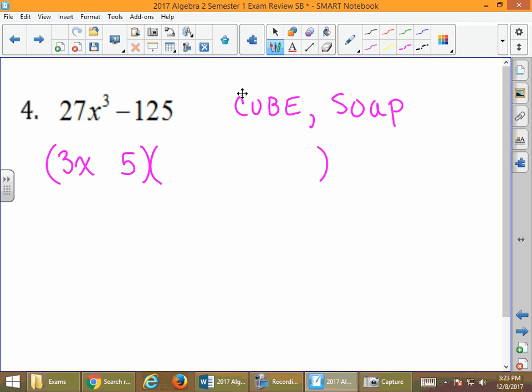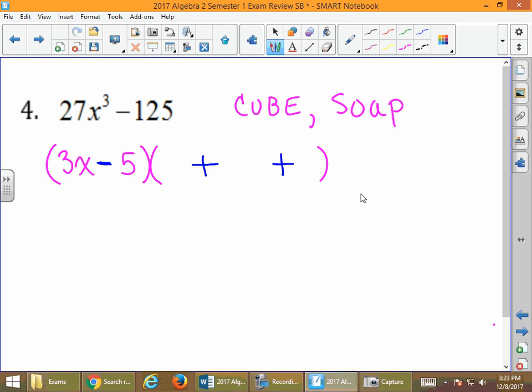Well, here's where the SOAP comes in. SOAP stands for same sign, opposite sign, always positive. So first of all, the sign in the problem is a minus. 27x cubed minus 125. There's the same sign. Next, our next sign is going to have the opposite of the minus sign, which is going to be a positive. We put it right here. And the last sign in the problem is always positive. Now we have our signs, so we don't have to worry about the signs anymore.